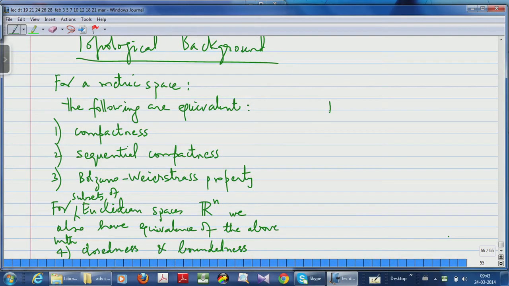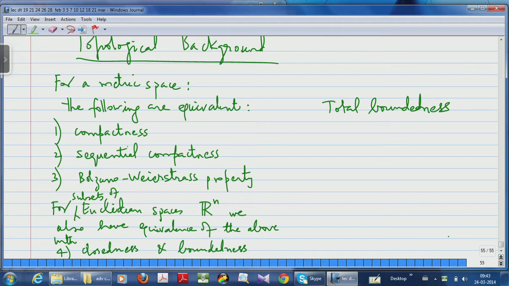Now, the question is, how do you go from this to something else? There is a very important property, called total boundedness. What is this total boundedness? It's a very strong form of boundedness. So I'll try to explain it to you.